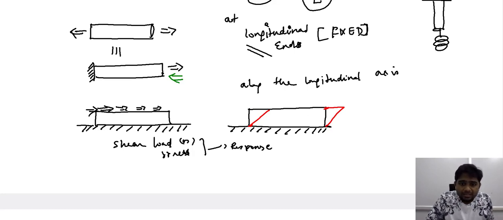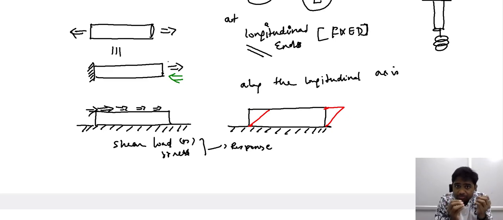However, the response offered by the material in case of shear load or shear stress is quite different. In order to understand this distinguishing response that we observe for the shear load or the shear stress, we will try to compare it to the response that we observe during tensile stress and strain.